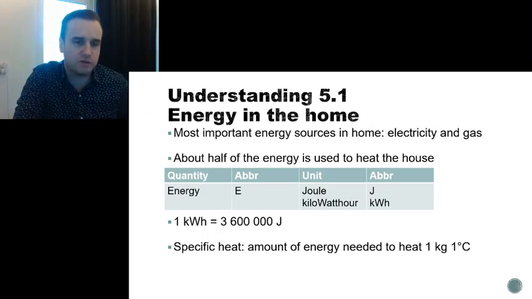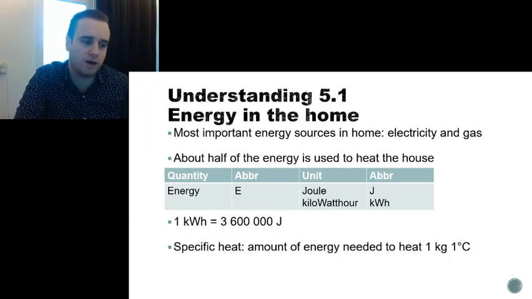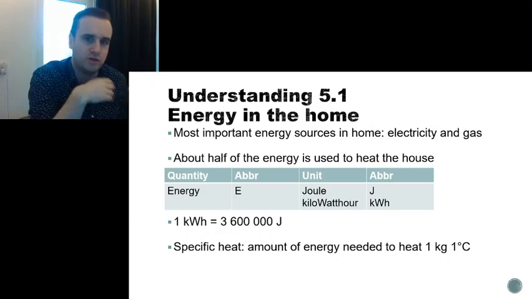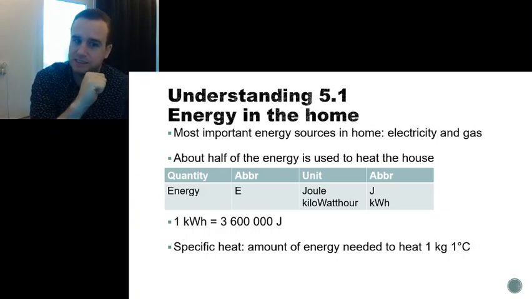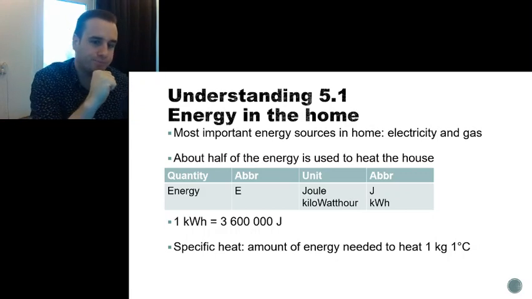You can find these values in your BINAS. You don't need to know them by heart. I'm not sure what the table is, but you can look it up yourself. These values you can look up, and it's called specific heat, or warmtecapaciteit in Dutch. Just so you know.